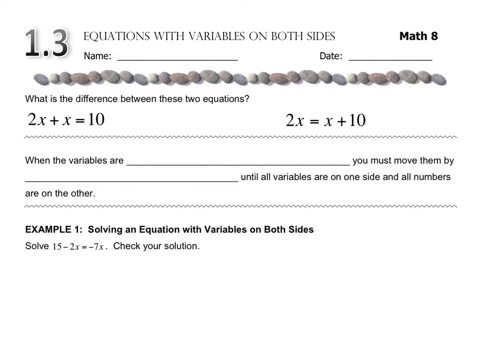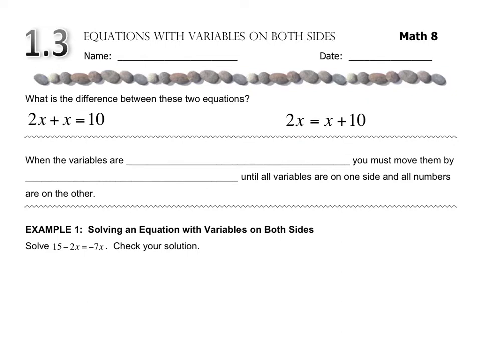How do you solve an equation when the variables are not easily combined? This would be an equation like we did in the last lesson, where we would just say 3x equals 10. This one is not like that. How do you do it?